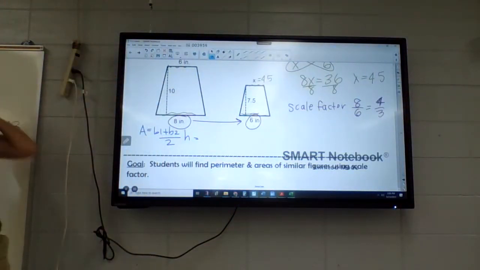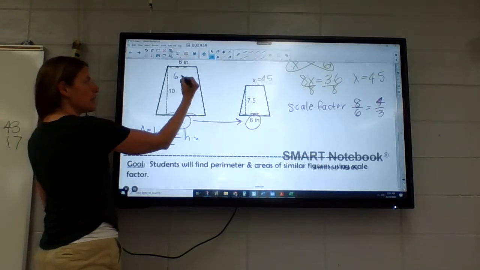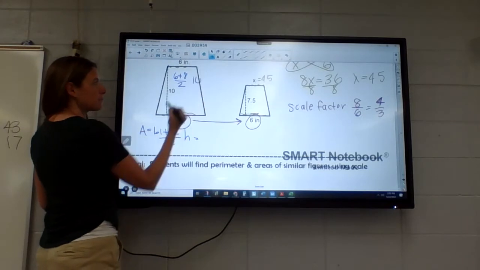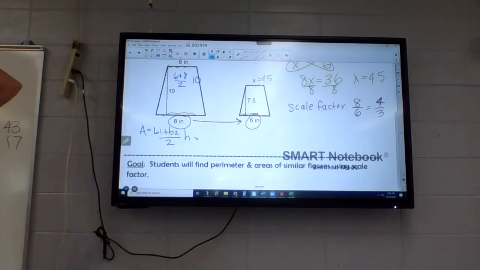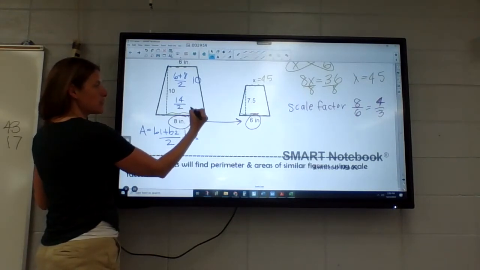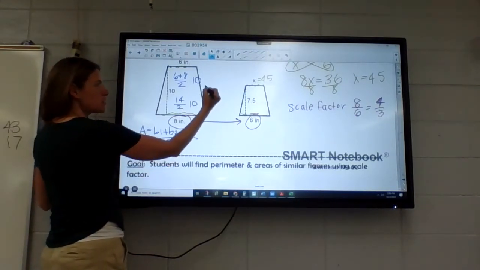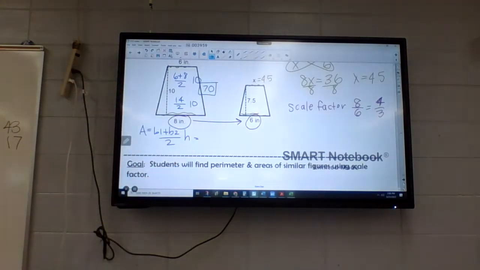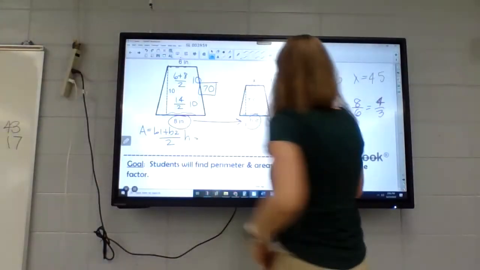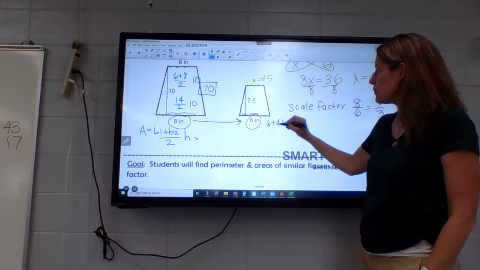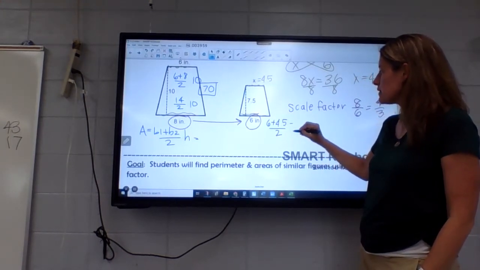So in this case, we're adding the bases together and dividing by 2 and multiplying by the height. So 6 and 8 is 14. Divide by 2 times 10. So 7 times 10. So this one's going to be an area of 70, right? Now this one here, we're going to add the 6 plus 4.5 and divide by 2 times the height.